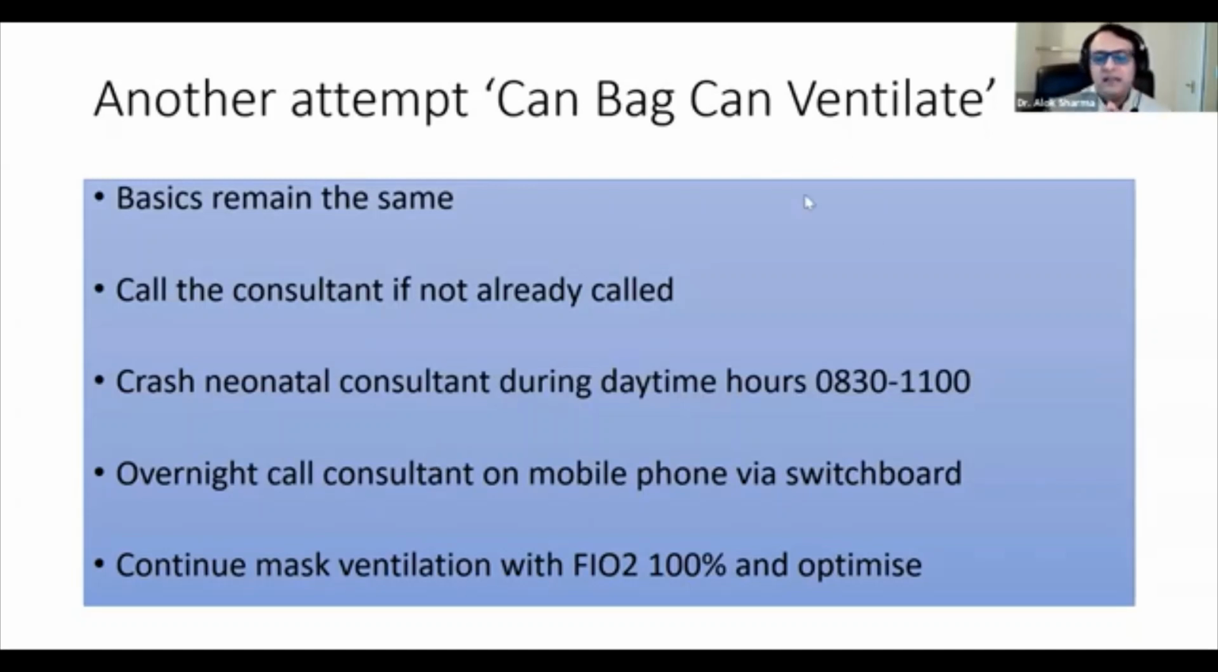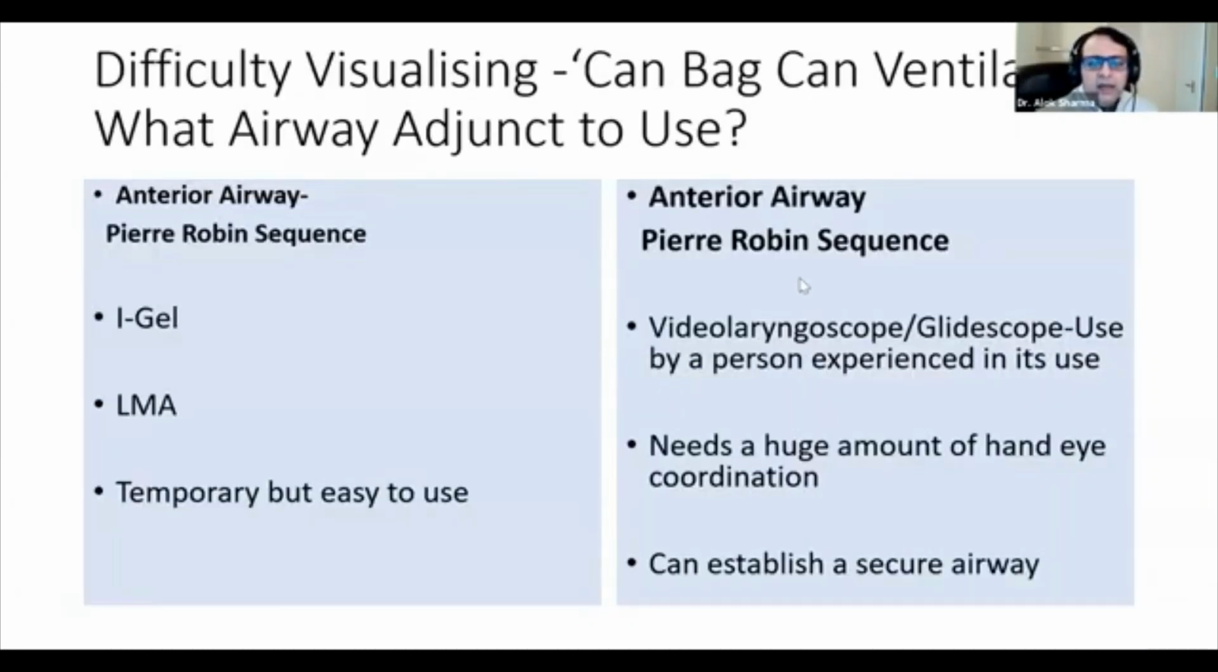I think the key thing is if you're having another attempt at intubation, at least in our setup, we would almost certainly be calling a consultant or a very experienced person as backup. We would be mask ventilating this baby in 100% oxygen, and we would aim to optimize things. Now, what we also have is the ability to use specialized adjuncts in our setup. And I always ask my trainees in situations where they fail intubation to think about what else they might be able to use in situations like that.